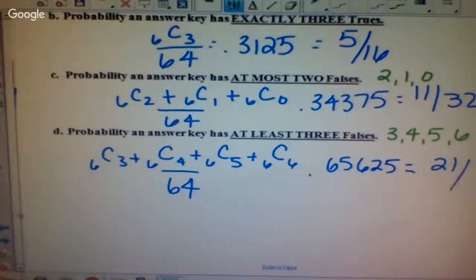Good answer. Okay, before you kill me, take a look at both of those. The one we just did before and the one we just did now. This was 2, 1, and 0. This was 3, 4, 5, and 6. It's the opposite. So instead of plugging all of this in, you could have literally done 1 minus the answer you got up here. And you would have still gotten the correct answer.